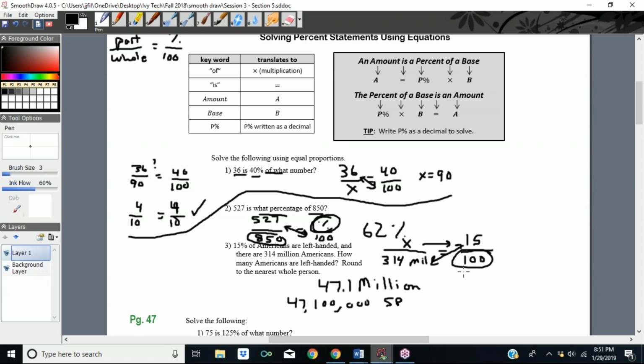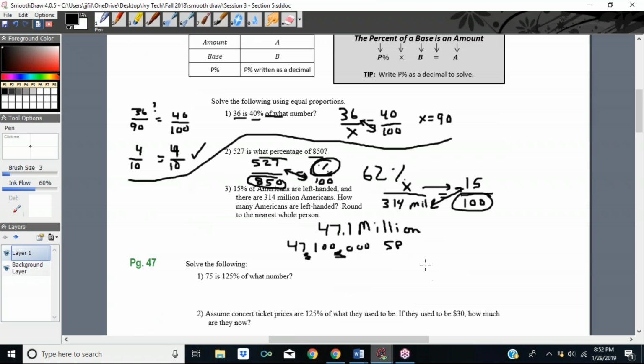Southpaws. All right. So again, remember, it says round to the nearest whole person. So if you put 47.1 in your answer blank, you're going to get it incorrect because it's 47.1 million. So it would be 47,100,000. I don't think you want to put the commas in on WebWork. I think that if you leave those off, you'll get it correct. If you put a comma in, sometimes it reads it as an array of numbers instead of just a single number. So 47,100,000 lefties or southpaws.